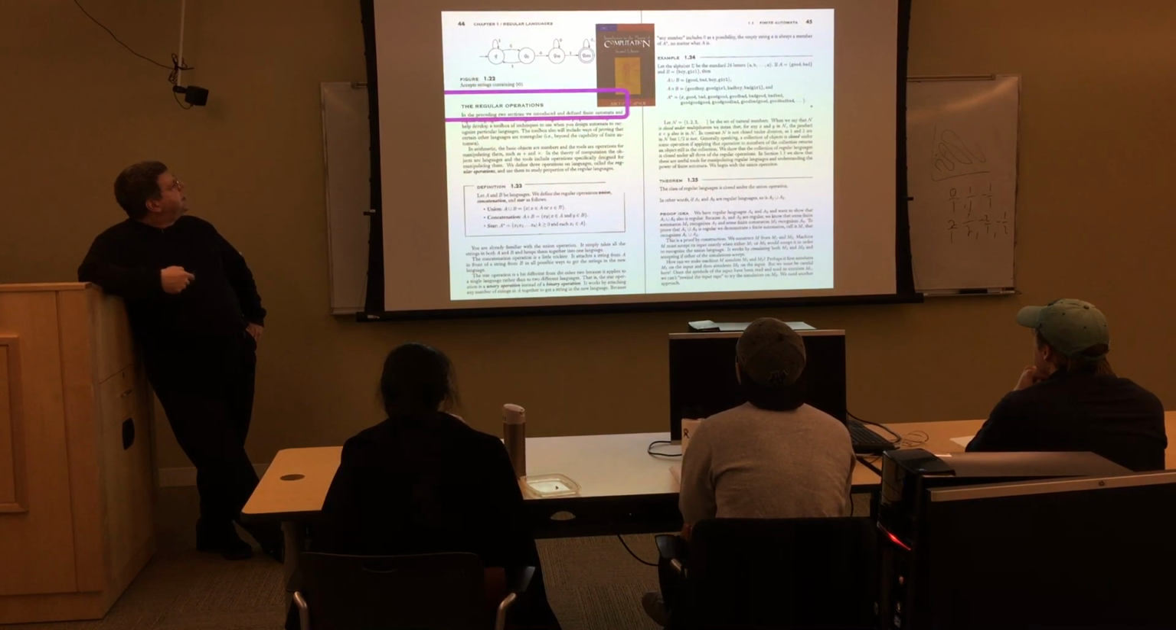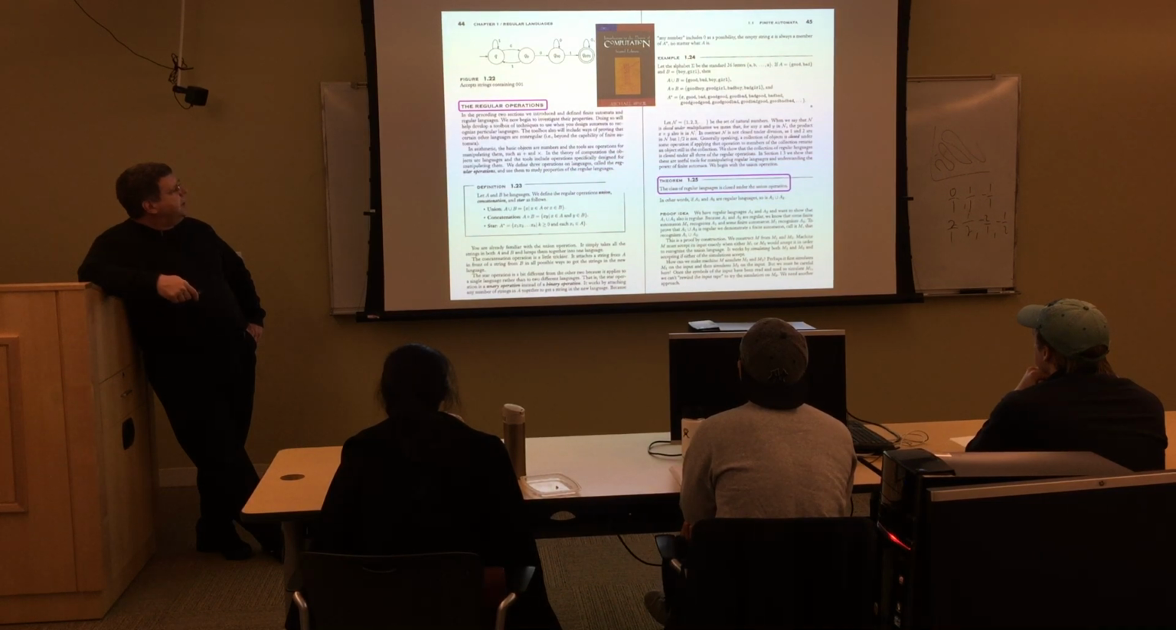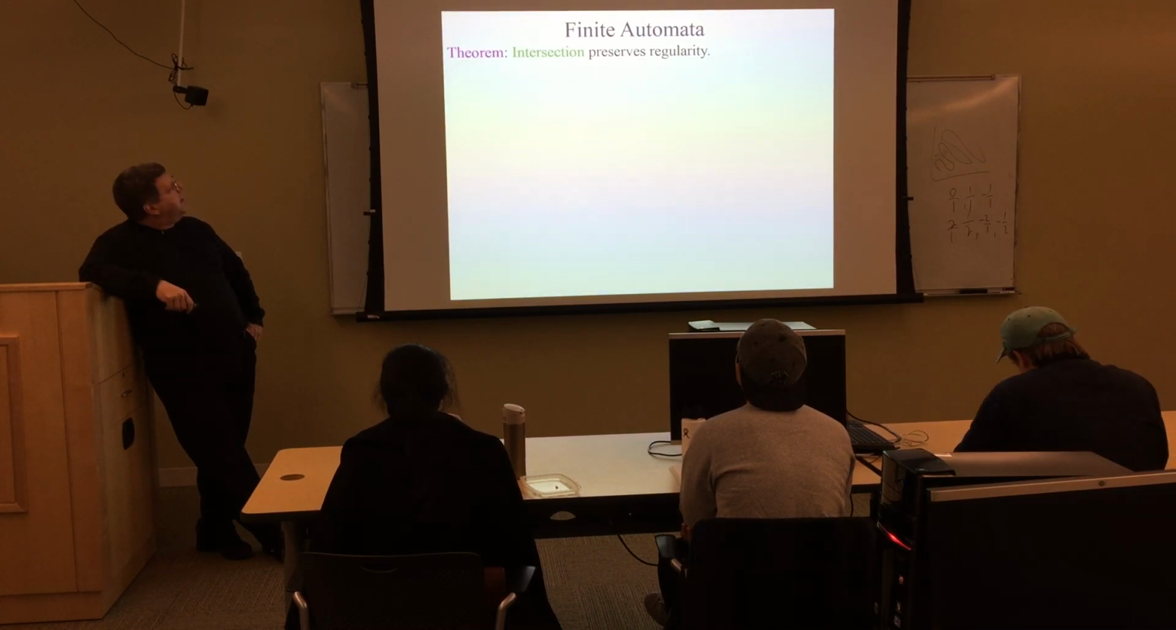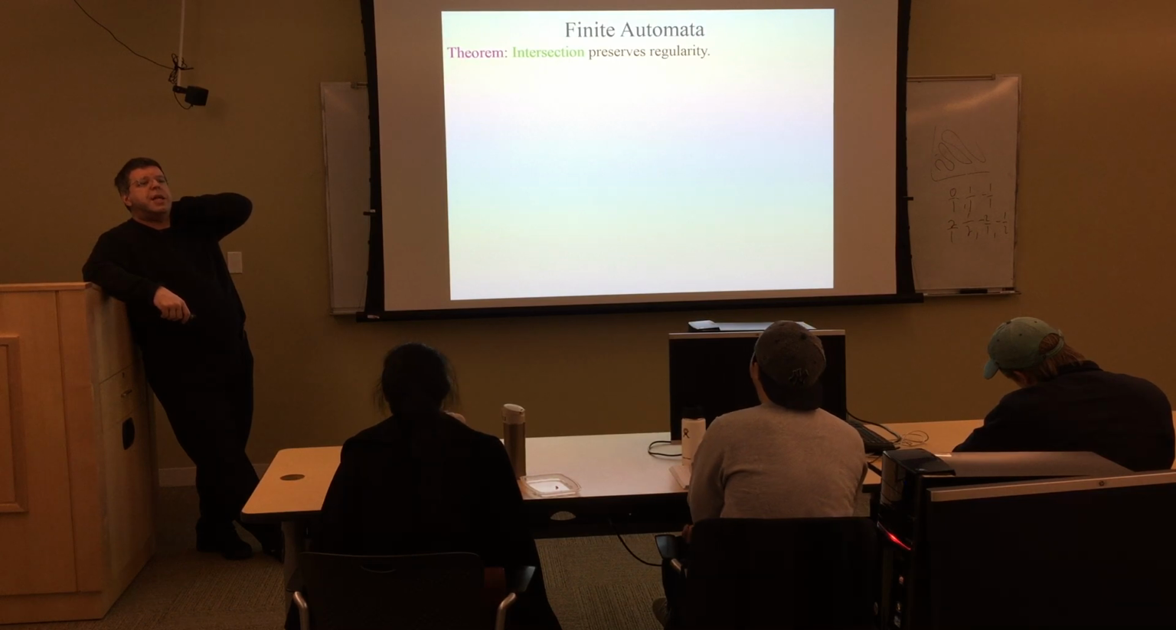So in the book, this brings us to roughly page 40, 45, and now we're about to show some closure properties for finite automata. So first closure property, the regular languages, they're closed under intersection, under set intersection.